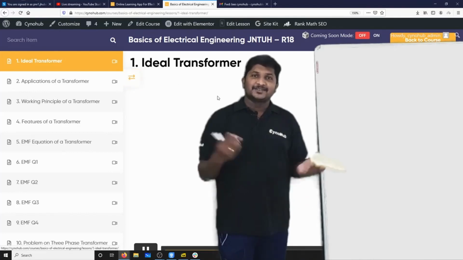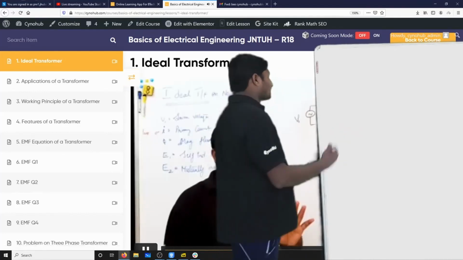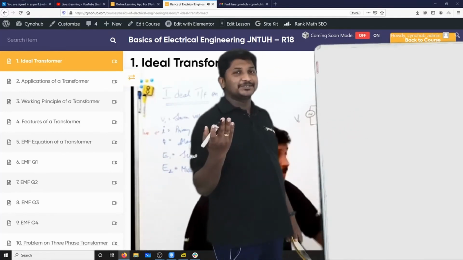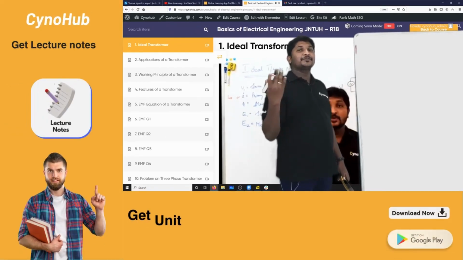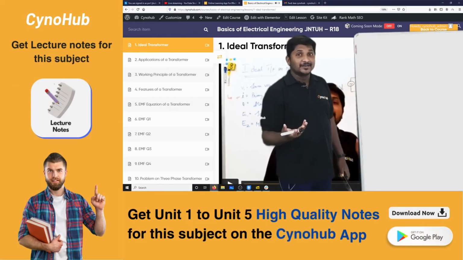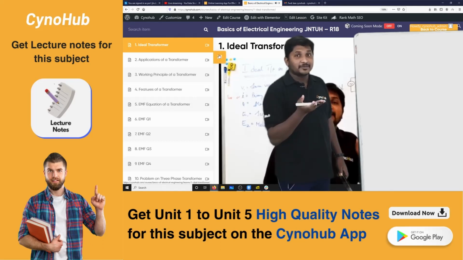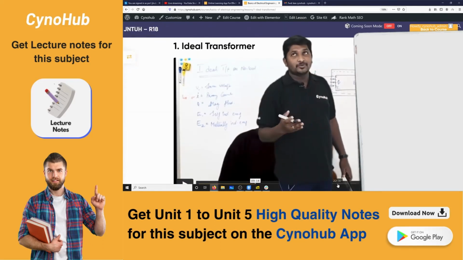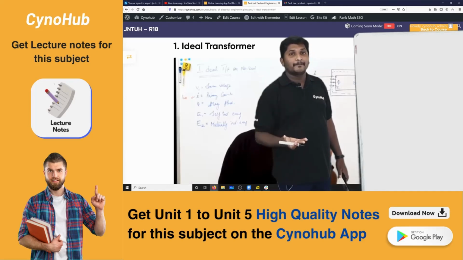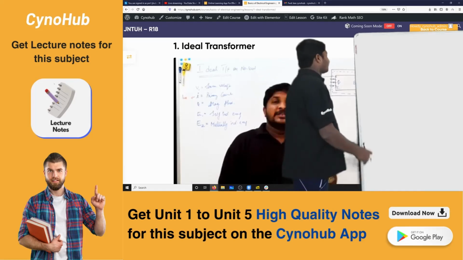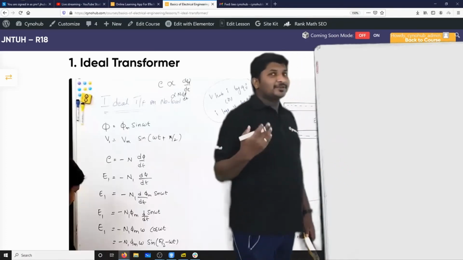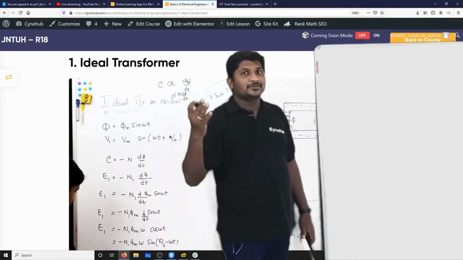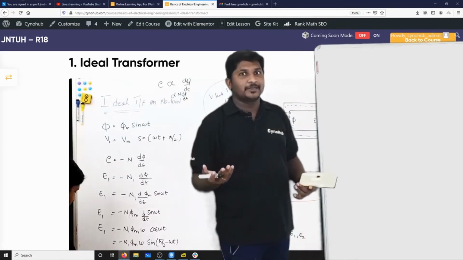Normally the problem starts from unit number 3. Transformer means so many vector diagrams will be there. One line will be like this, one line like this, one line like this, and you don't know what the lines are. In my college, so many students ask about those vector diagrams: tell me again, tell me again.